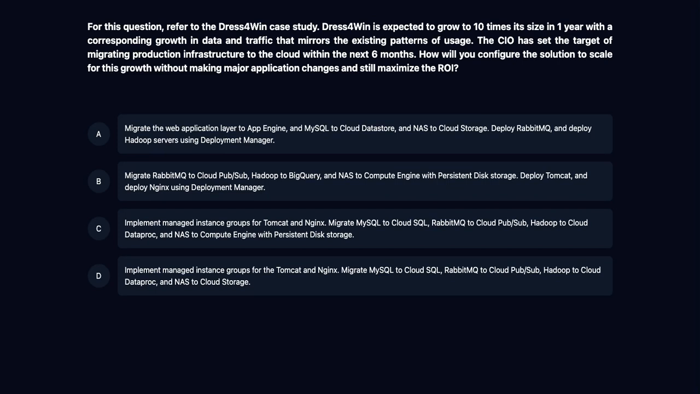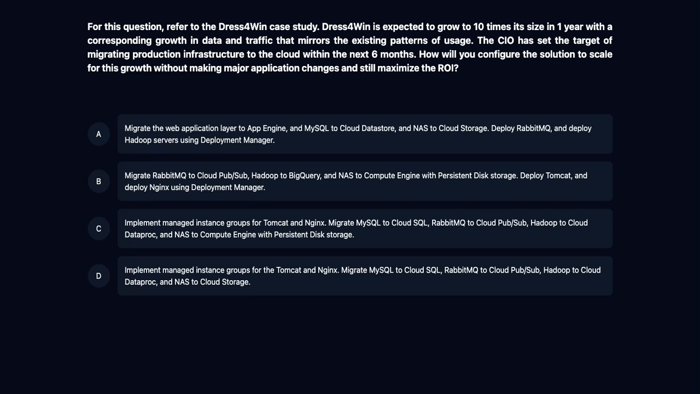Option A. Migrate the web application layer to App Engine, MySQL to Cloud Datastore, and NAS to Cloud Storage. Deploy RabbitMQ and deploy Hadoop servers using Deployment Manager. Option B. Migrate RabbitMQ to Cloud Pub/Sub, Hadoop to BigQuery, and NAS to Compute Engine with persistent disk storage. Deploy Tomcat and deploy Nginx using Deployment Manager.